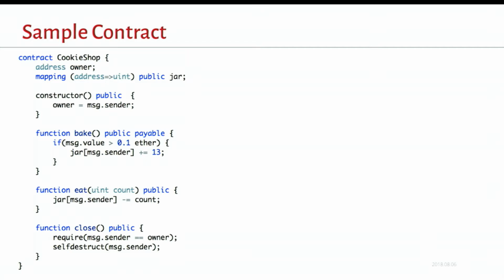And then there are a couple functions, bake and eat. These are callable by anyone on the network. Anyone who has an account in Ethereum can call into these functions. And finally, there's this close function that does a validity check and lets the owner retrieve value from the contract. So in this example, the cookie shop has been baking cookies and getting money every time it bakes a cookie, because the person has to send in 0.1 ether to bake some cookies. And when they're done, they want to get that money back. A common way to do this is with the self-destruct function and opcode.